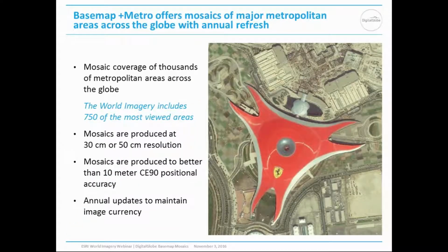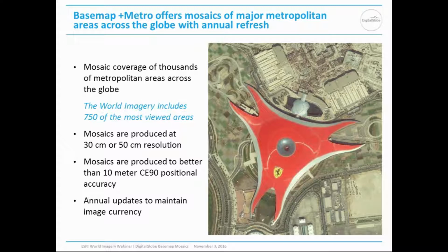For users working in city spaces rather than at a country scale, Basemap Plus Metro is our mosaic coverage of thousands of major metropolitan areas across the globe. Metro mosaics are produced at 30 centimeter or 50 centimeter resolution, depending on the resolution of the imagery collected, with nearly 500 metro areas having 30 centimeter mosaic coverage today.